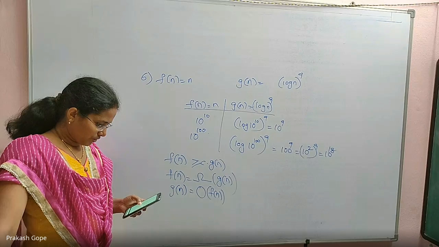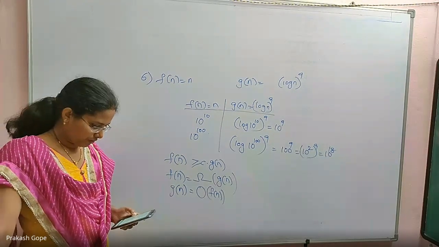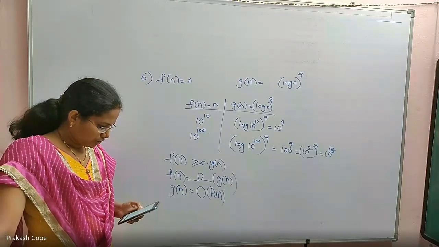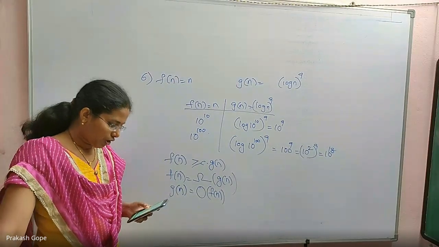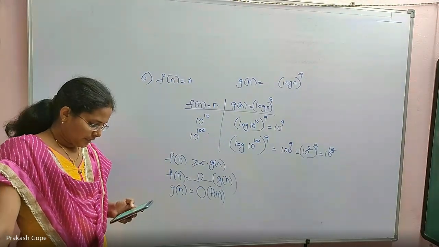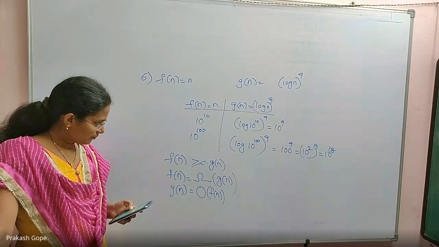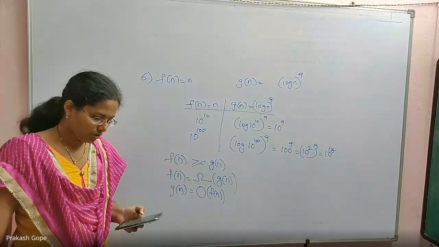Sixth question. From option B, g of n is equal to big O of f of n, and f of n is not equal to big O of g of n. Option B is correct. C is wrong. D, f of n is big O of g of n, is wrong. C and D are also wrong. Answer is B.